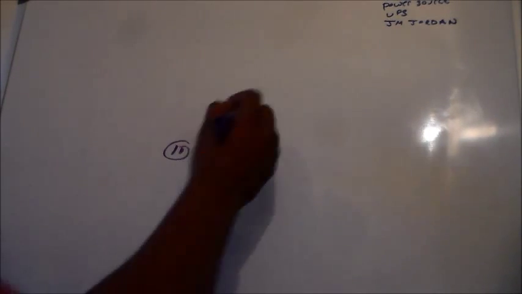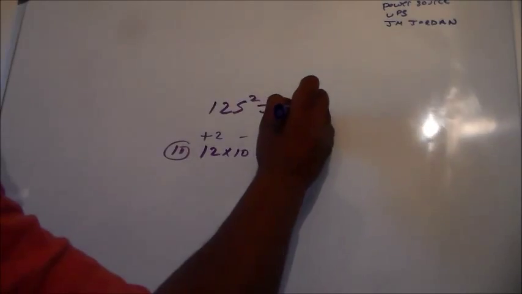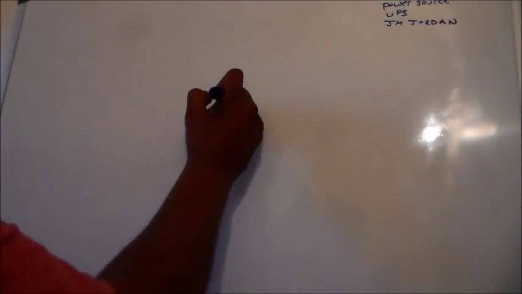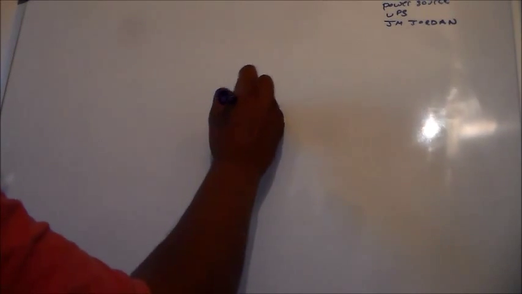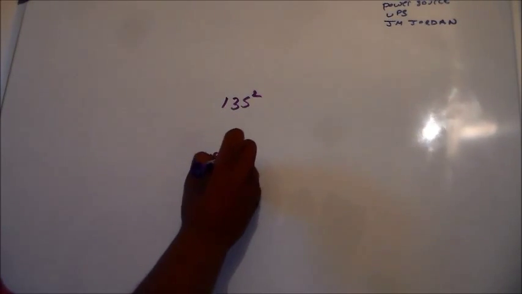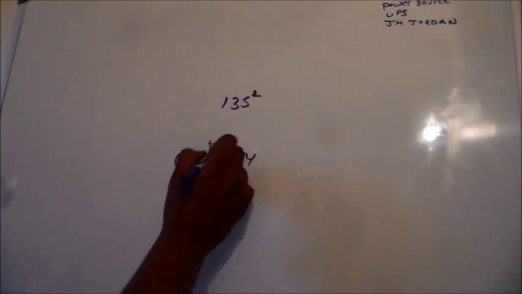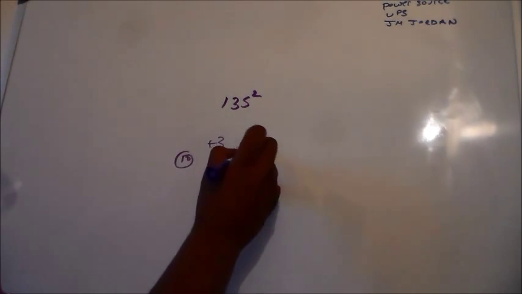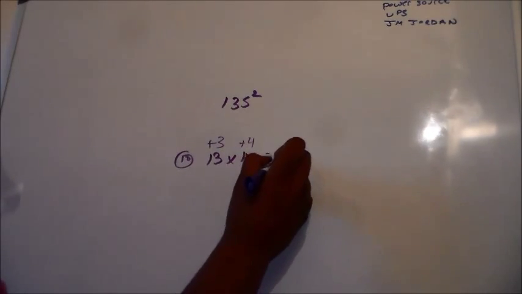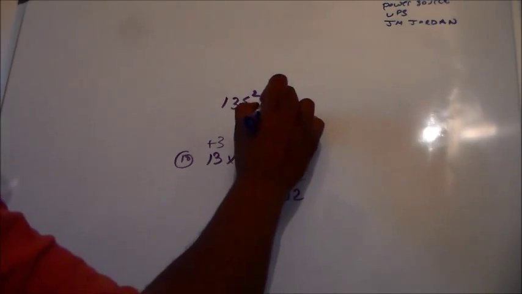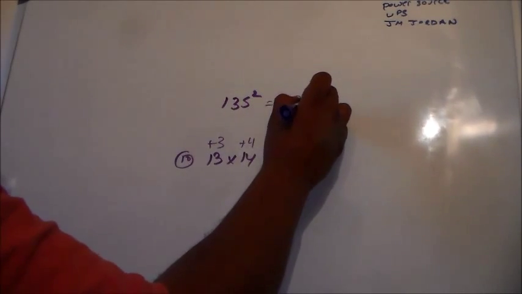120, I'm sorry. Well, that was easy. 12025. 135 squared. 13 times 14. Reference multiplication. Plus 3, plus 4, 182. So our answer is 18225.